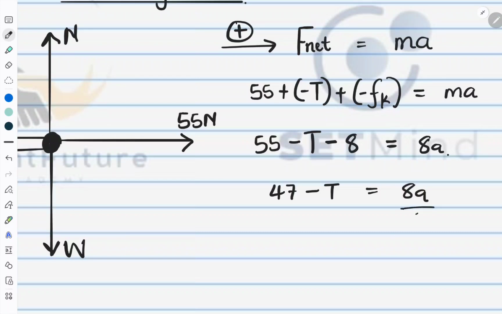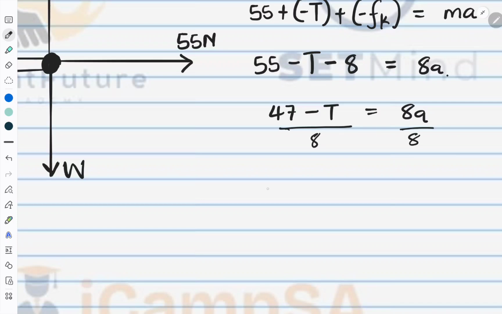Divide both sides by 8, making a the subject. Remember why we make a the subject? Because we're not looking for it. We're looking for T. So the one that you're not looking for must be the subject of the formula. This is our equation 2.